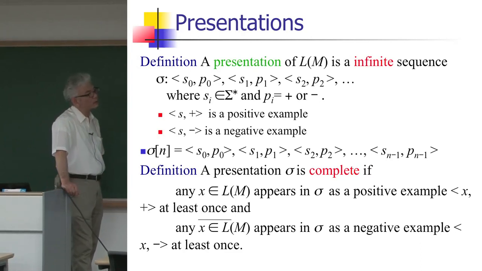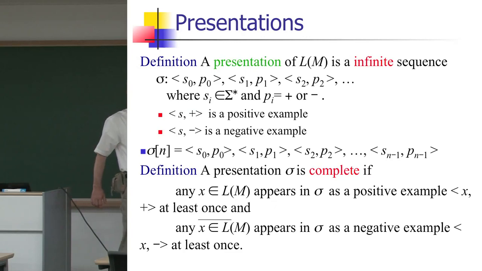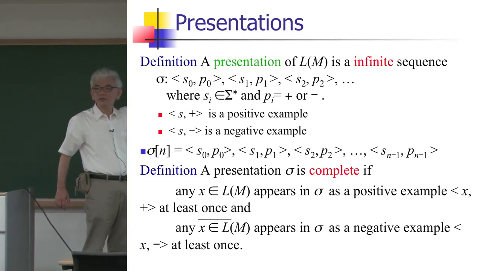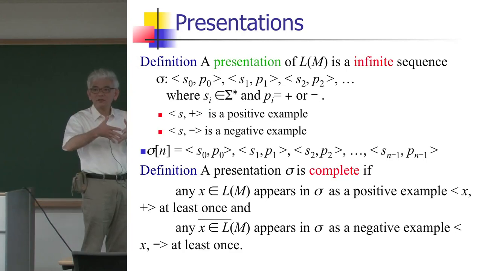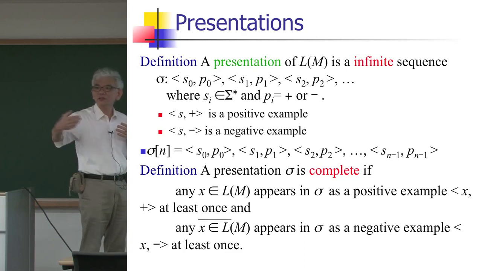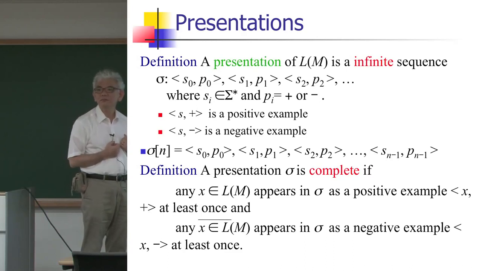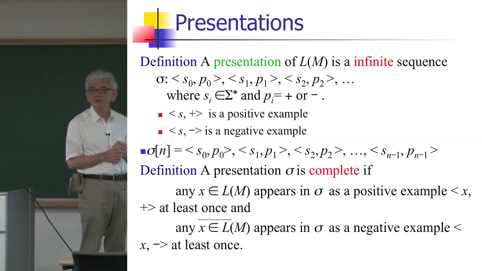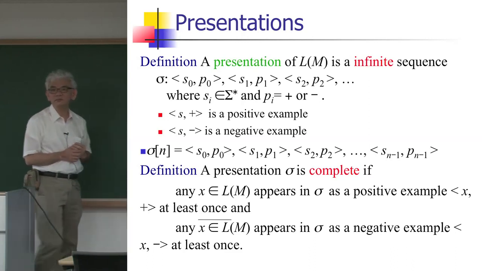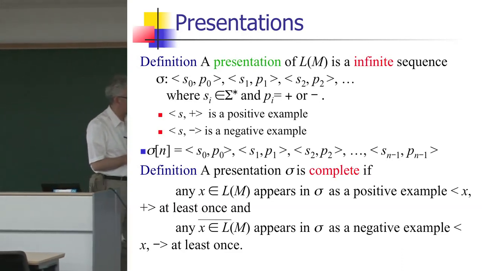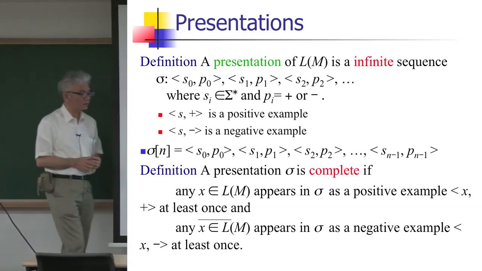Intuitively, this is a sequence, so we can define the convergence. And this sequence converges to the set of all positive examples and all negative examples. It is quite difficult to define the convergence of two sets, but the convergence of a sequence is very easy. It is high school mathematics.